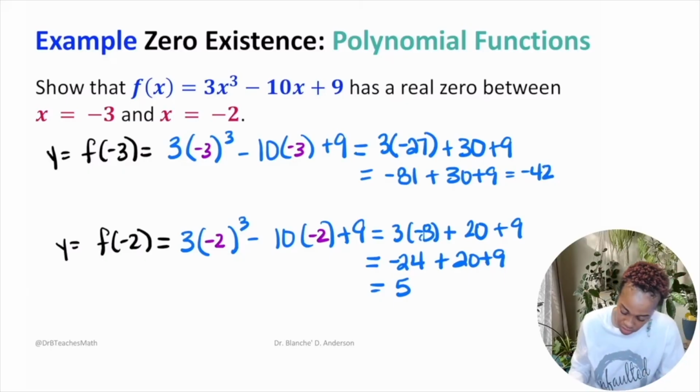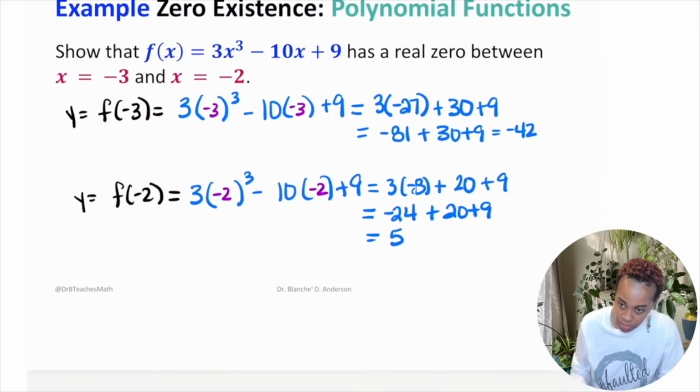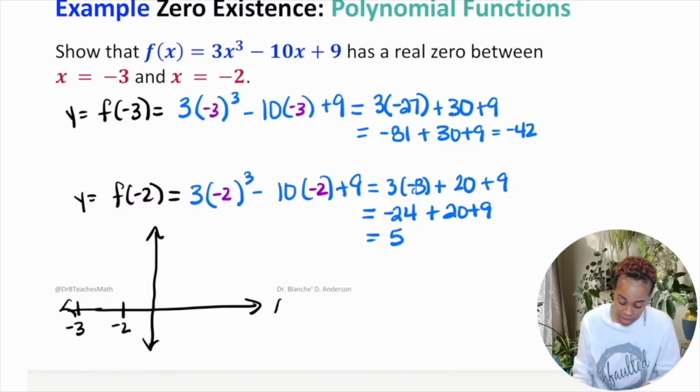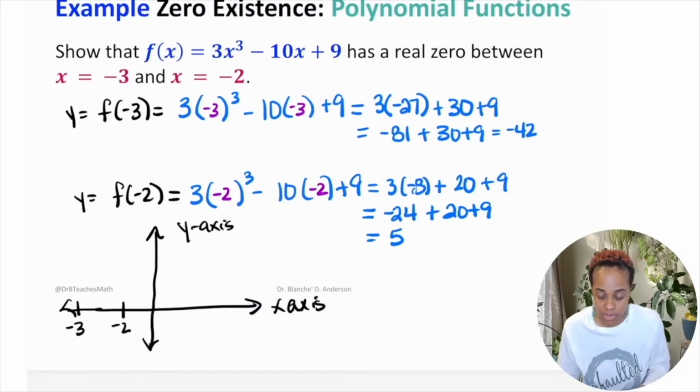If I can draw a little, can I make this? I don't think I can. I'm just going to draw a little graph here just so you can see it. Okay, so x equals negative 2 is here. X equals negative 3 is here. Do you agree with that? This is the x-axis, and this is the y-axis. You know what? Let me get a scratch paper because I really want you to see this.